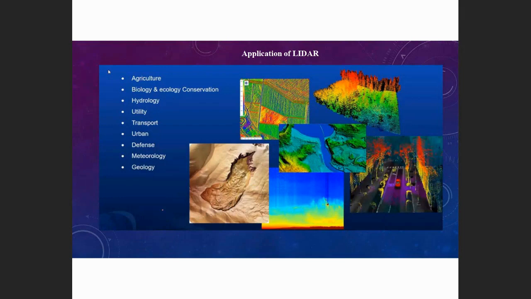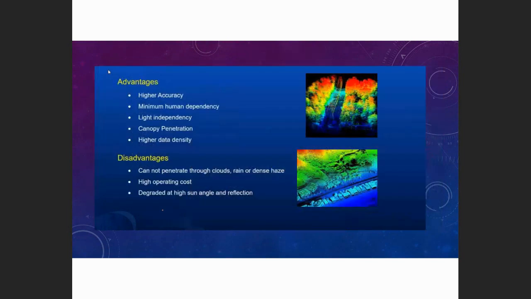Obviously it is used very much in defense, meteorology and geological applications. These are the various application areas where we use LiDAR. Some advantages and disadvantages are also there. Obviously, LiDAR data gives you the highest accuracy in terms of DTM or DSM. There is minimum human dependency, so the collection of the data, everything goes through automation.